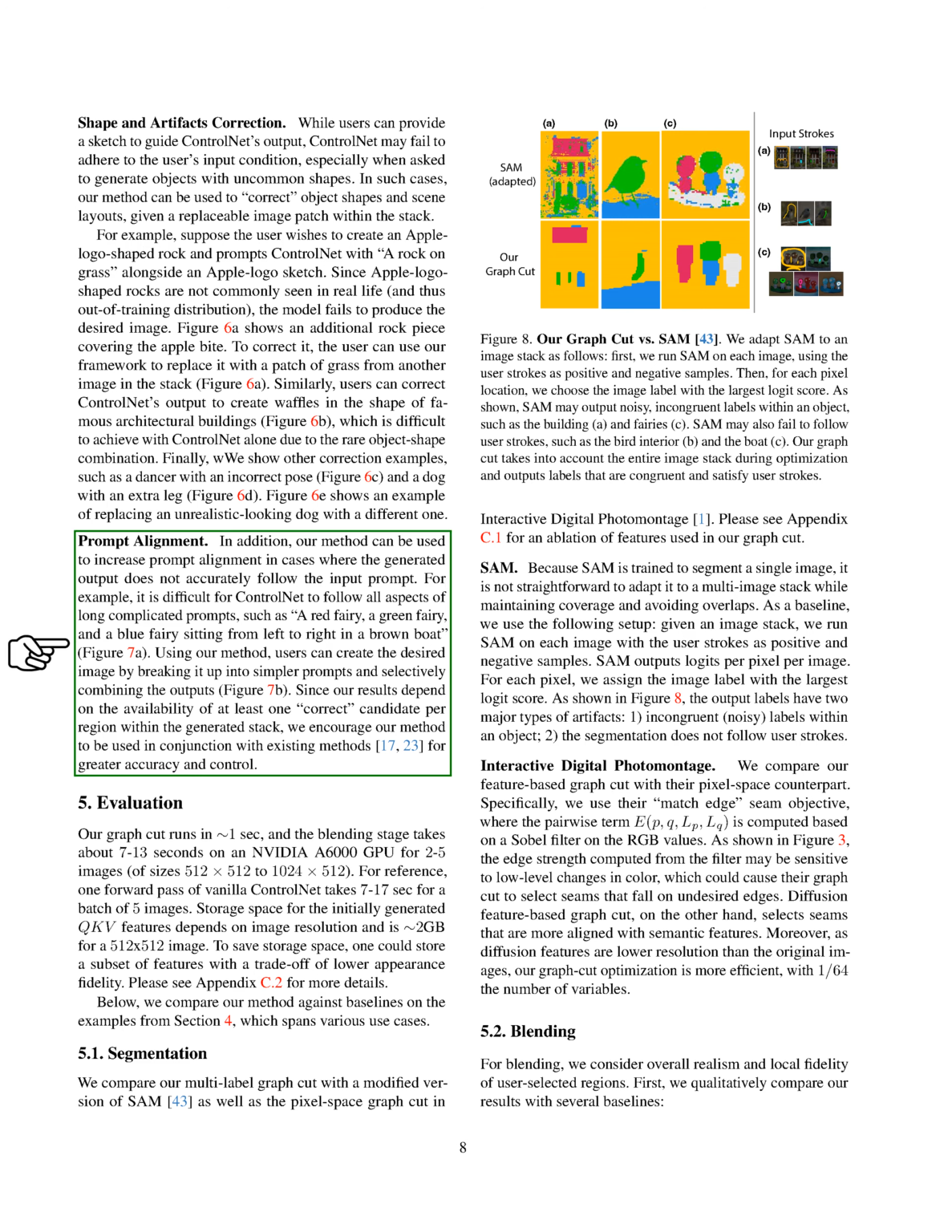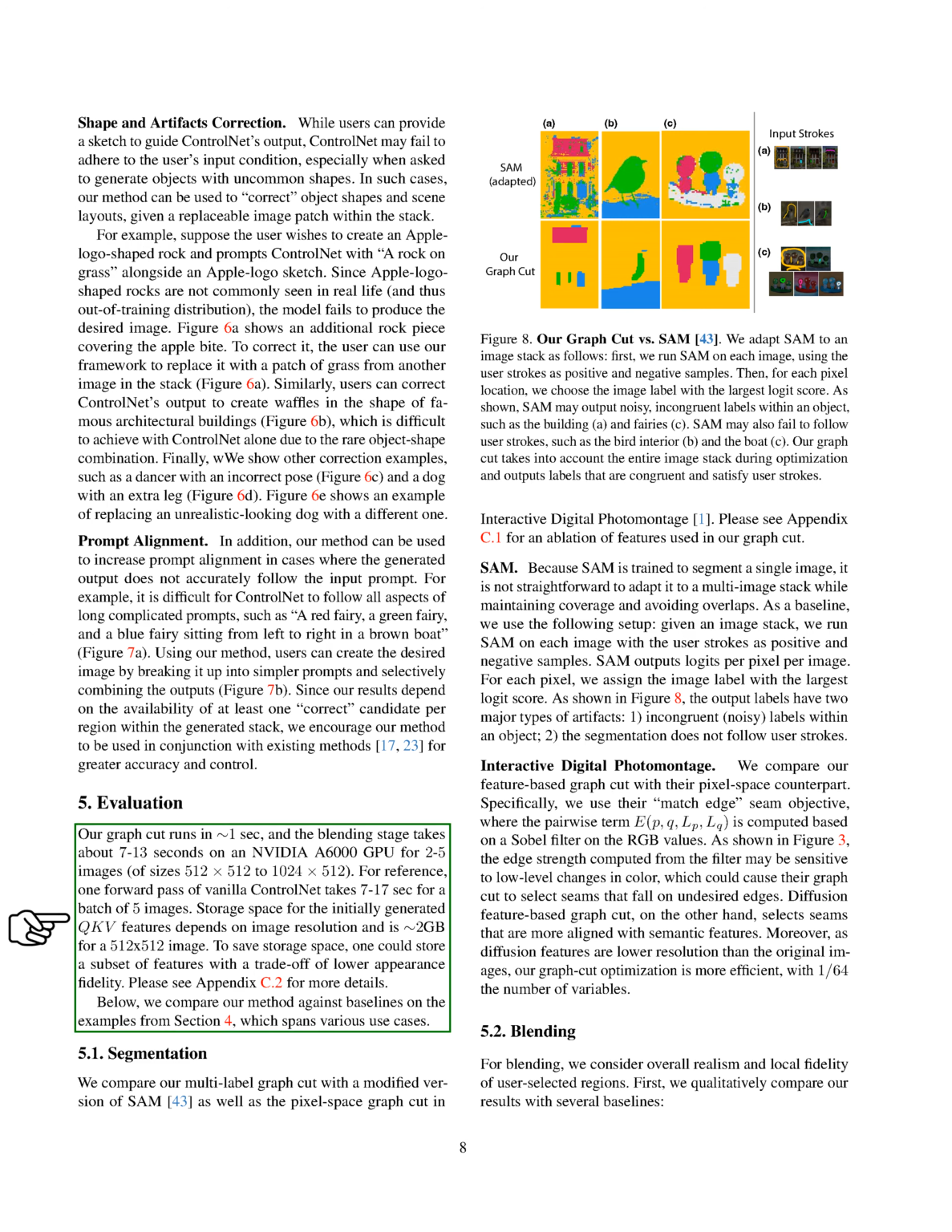Section: Evaluation. In this section, we evaluate our method's performance. Our graph cut process takes about 1 second, while the blending stage requires approximately 7 to 13 seconds on an NVIDIA A6000 GPU for 2 to 5 images, with sizes ranging from 512 by 512 to 1024 by 512 pixels.